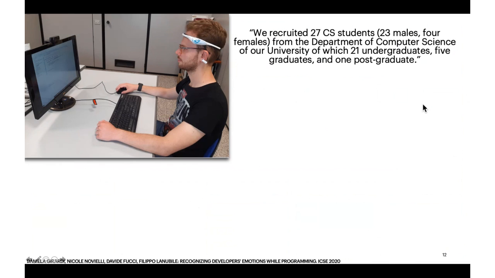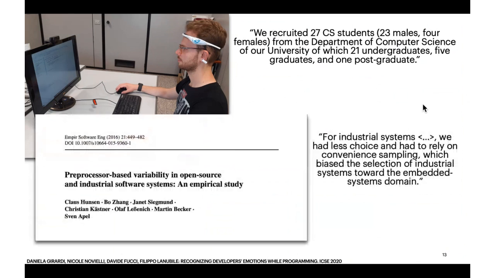But it's not necessarily about people. Selection of projects might also be performed through convenience sampling. For example, in the study of Hunsen, the authors wrote that for industrial systems, they had less choice and had to rely on convenience sampling, which biased the selection of industrial systems towards the embedded systems domain. So ultimately what this means is that we analyzed what we were able to get. Getting any other kind of project was difficult, and this is essentially convenience sampling.